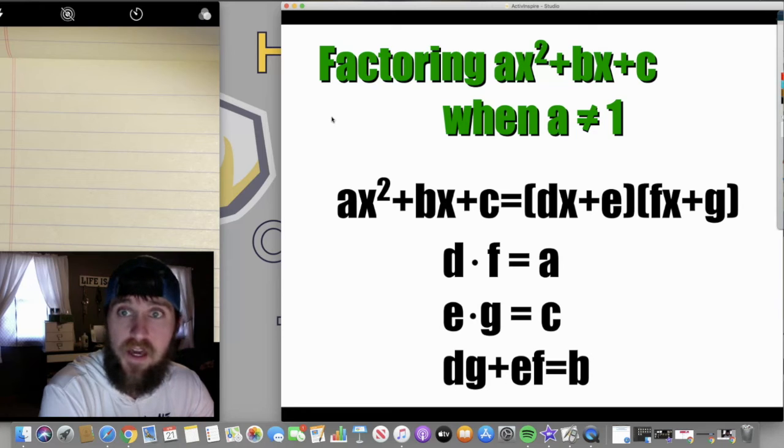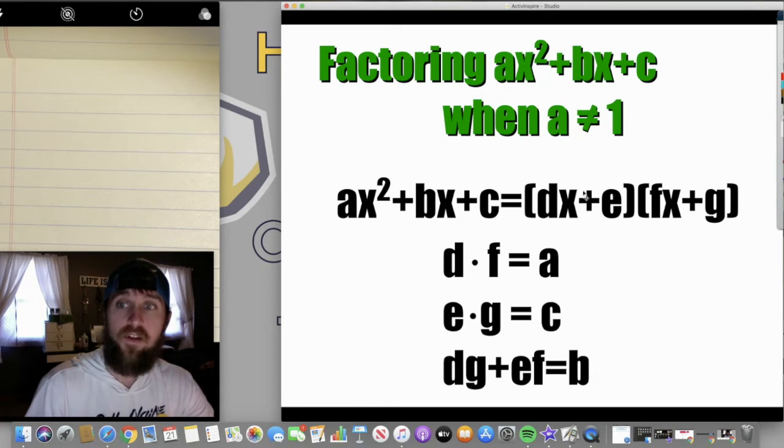We're going to take a peek at if the a value is some other number. But we still want the two factors to multiply to give us c. That has not changed. But now that we have a value in front of the x, it's not just x times x is x squared. It's some number x and some number x gives us some number x squared. So you also want to look at those factors, and those need to go in front of your x's.